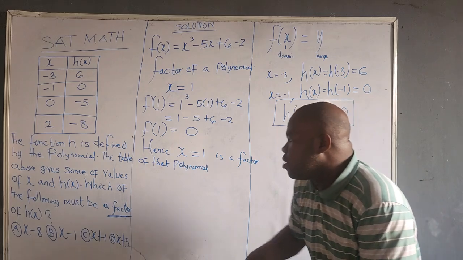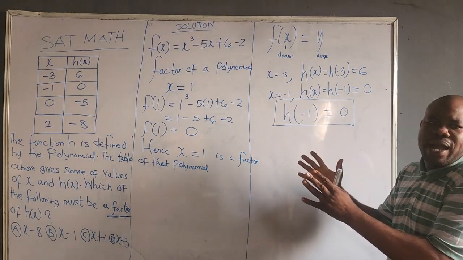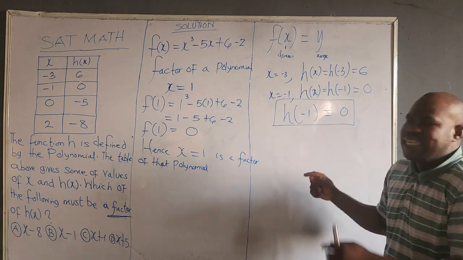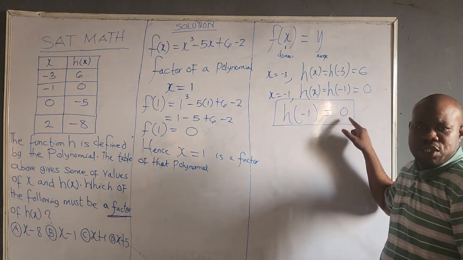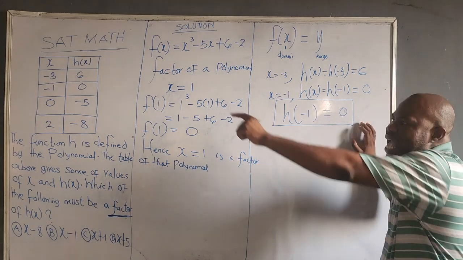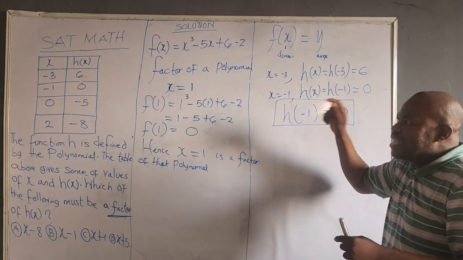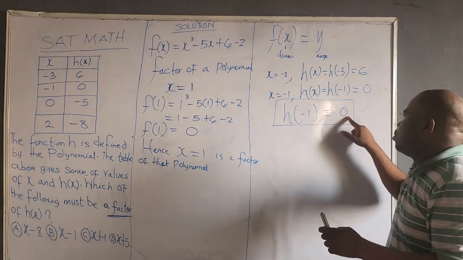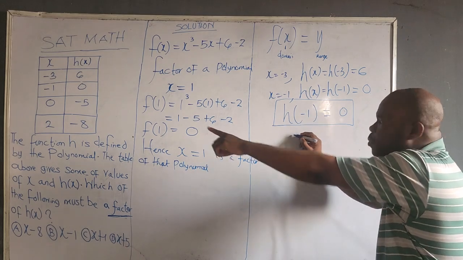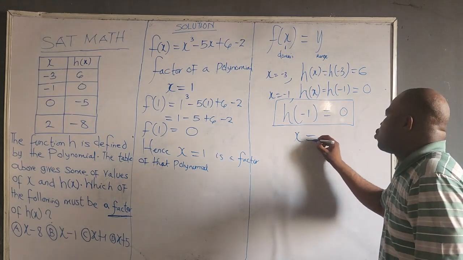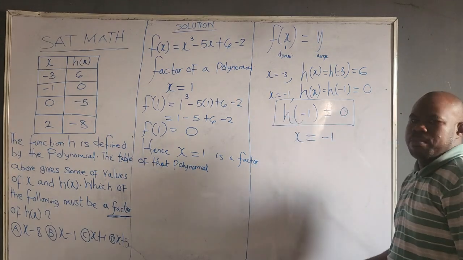Because the question says, which of the following must be a factor? And we are told that the factor of the polynomial is the value of x that, when substituted into the polynomial, reduces the polynomial to 0. So here we have seen that when x is minus 1, the answer of that polynomial gives 0. So it means that the value of the factor of that polynomial is x equals minus 1, because it is this value of x equals minus 1 that turns the polynomial to 0.